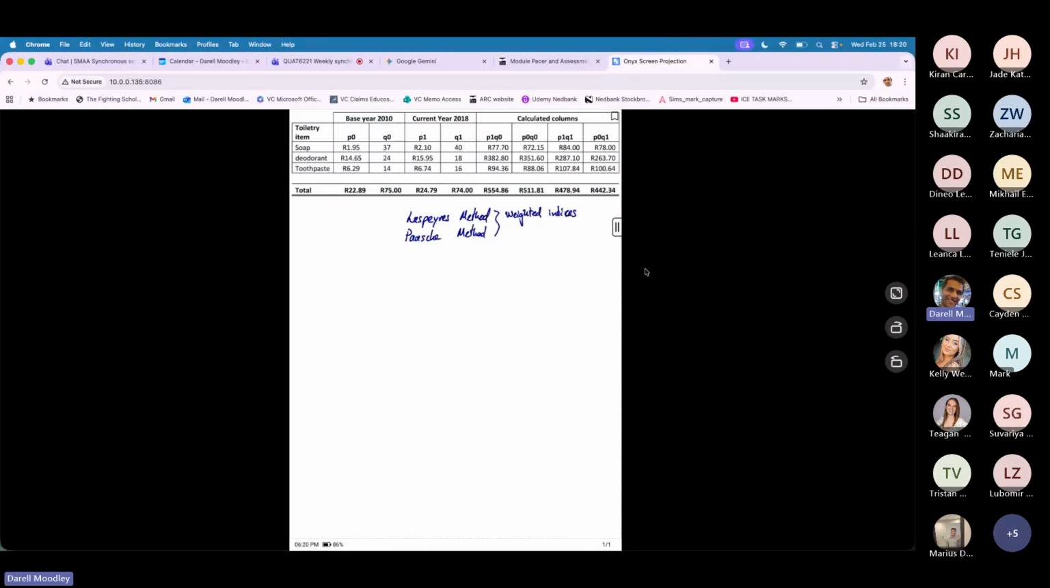So when I said weighted indices, let me explain that via an example. So let's say you were asked, what is the Laspeyres price index for these toiletry items? Okay. Now the question asks for the price index. Okay. However, what we need to do is we need to take quantity into the calculation and we use it as a weight.